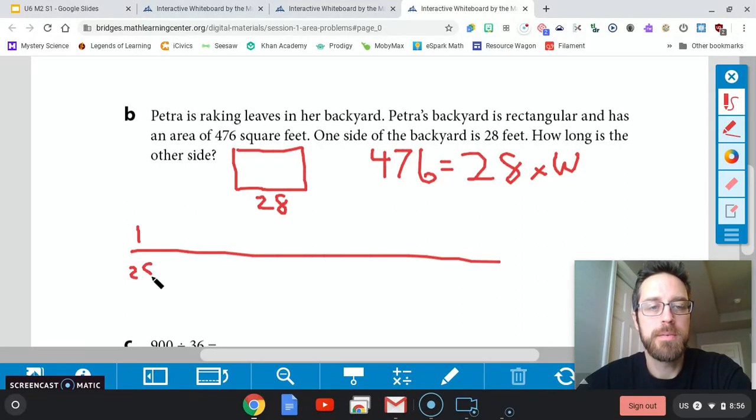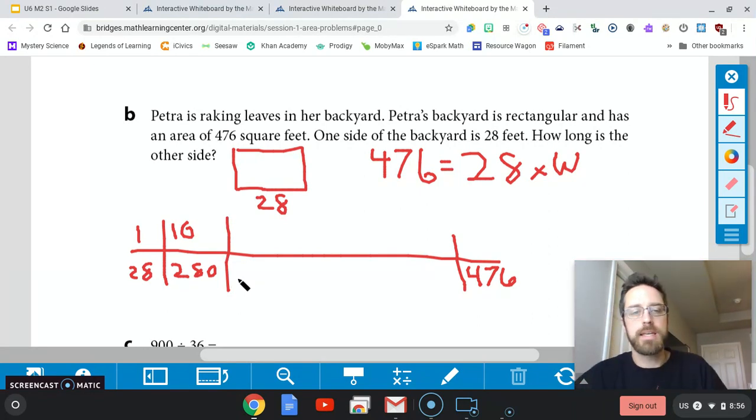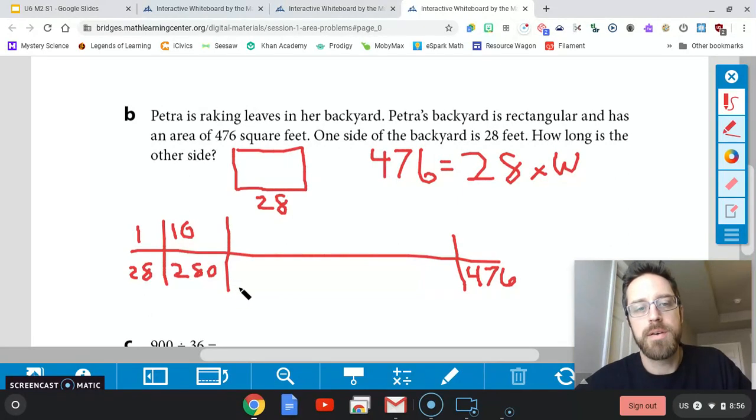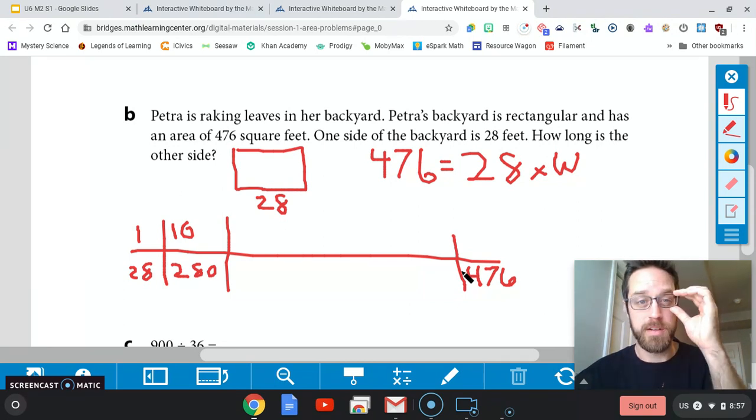1 is 28. And I'm trying to figure out how many groups of 28 it takes to get to 476. Okay, and this is a little bit more challenging because we're talking about a double-digit number doing division, which we haven't practiced a whole lot. So for 1, I'm going to just make a jump of 10, and that would be 280. Now, if I double 280 again, 28 doubled is 56, so that would be 560. Well, that's too much.